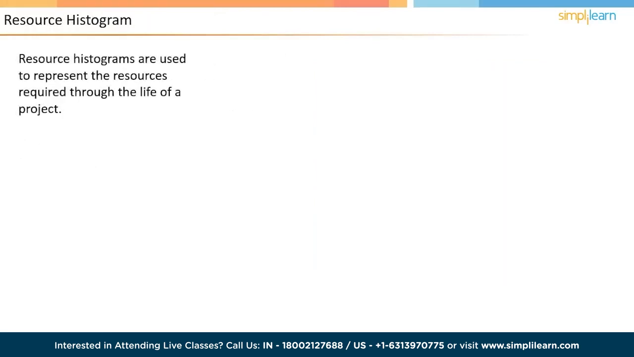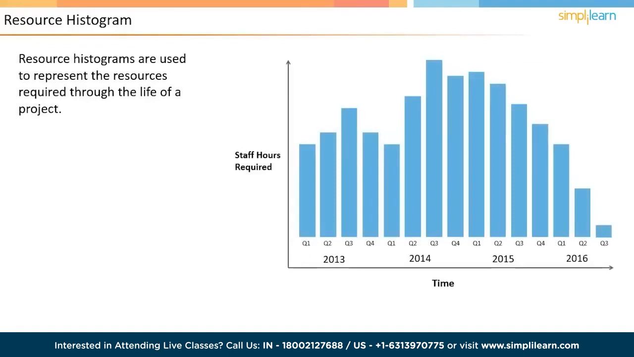A resource histogram is a method of depicting how many resources are required for the life of a project. If you observe the chart shown on the screen, it indicates that the number of staff hours required on the project increases to a peak in 2014 and then slowly tapers off.